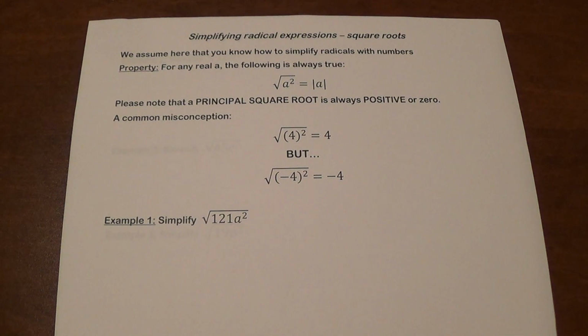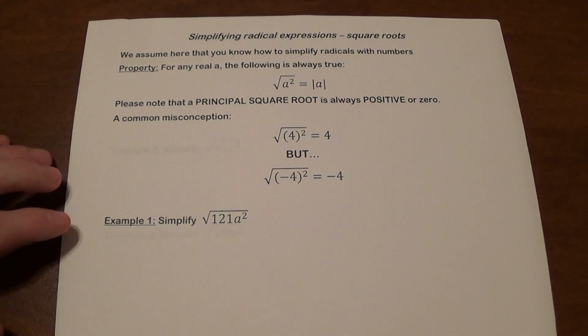Hi, in this video we are going to talk about simplifying radical expressions. Those are going to be the ones with the square roots. Those are the most common ones, and you need to understand how to do them. So, first of all, what is the property that we rely on? The square root of a squared is going to be the absolute value of a. We deal with the principal square root, which is always going to be positive or zero.